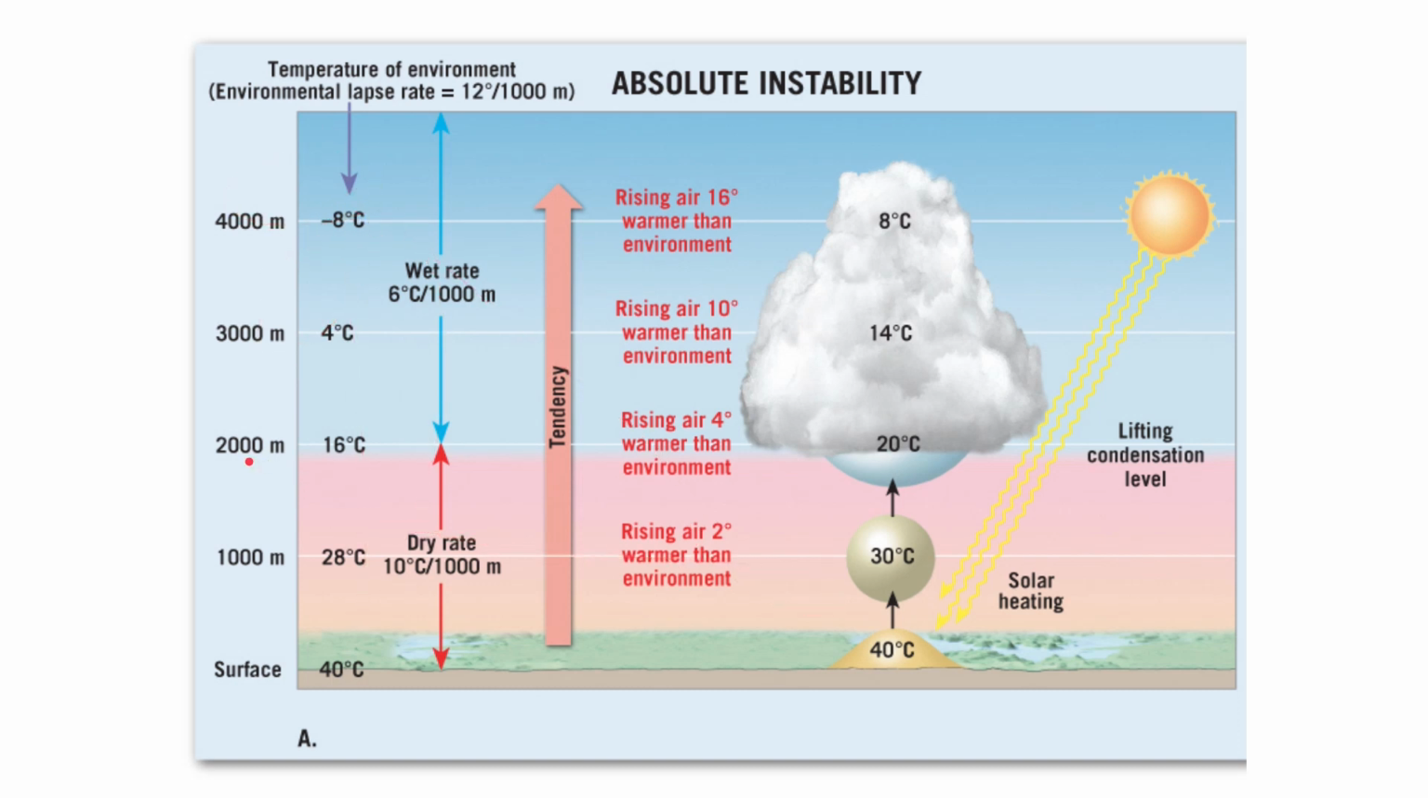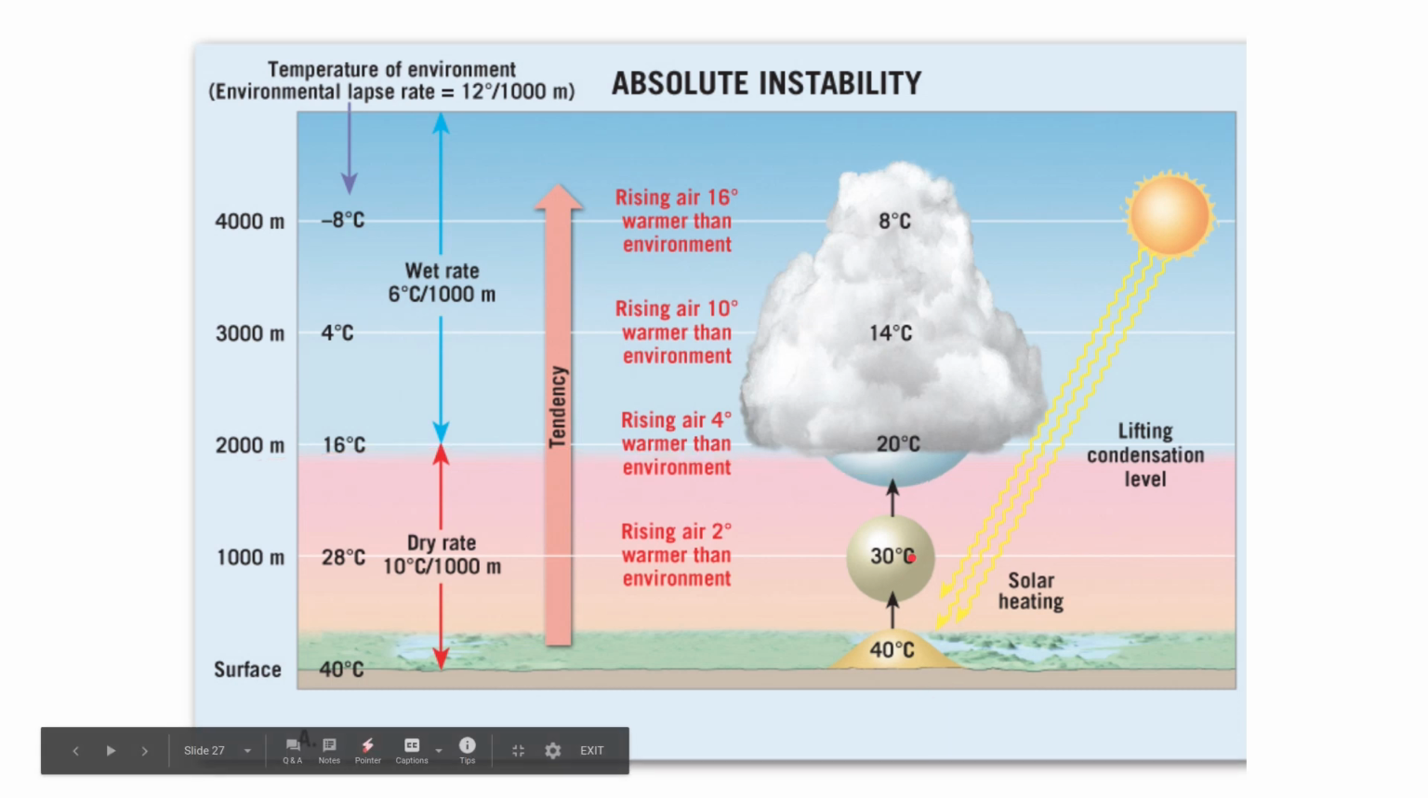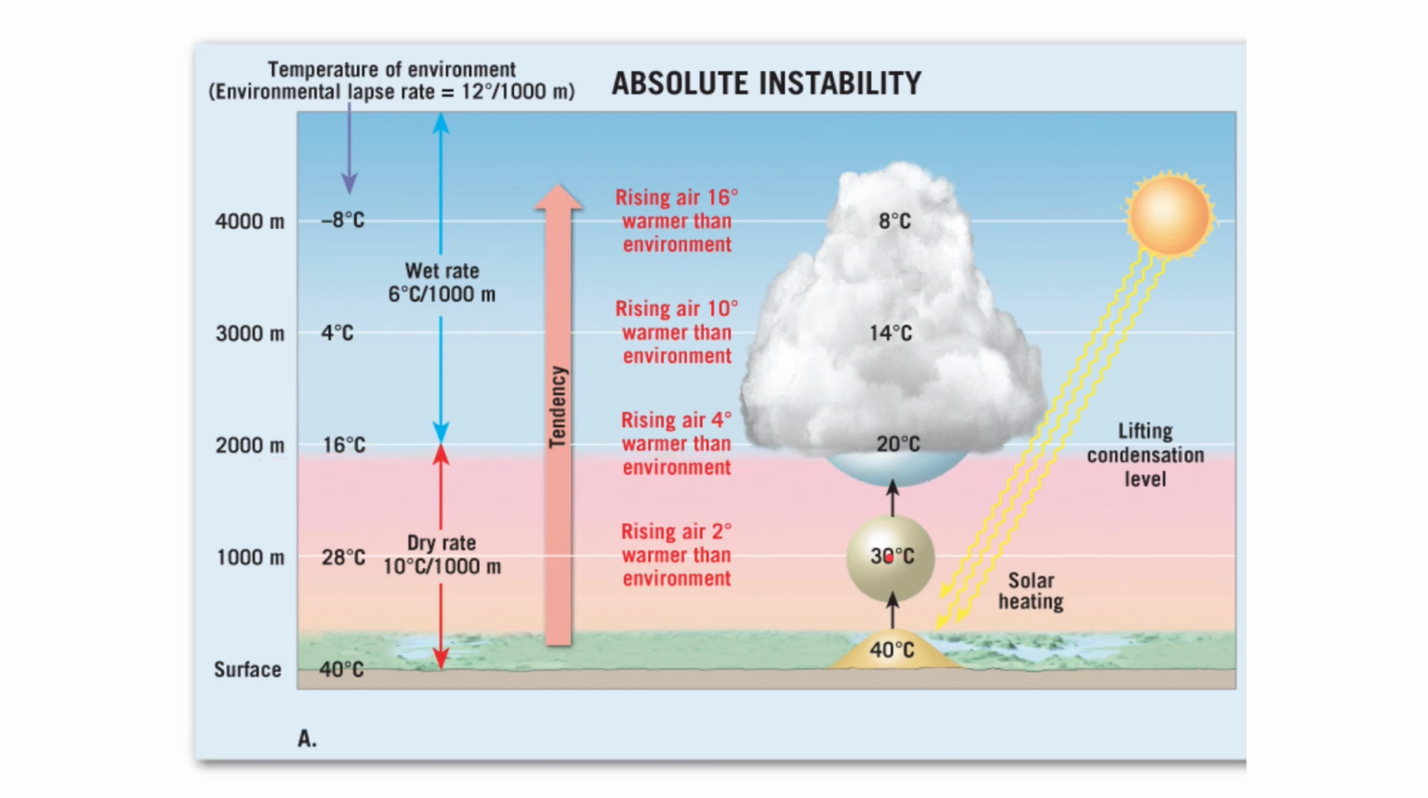Our parcel at 2 kilometers rose and cooled by 10 degrees. So now it's 2 degrees warmer than the air around it, so it's going to keep rising. Now it's 20, now it's 4 degrees warmer. It's going to keep rising. But now it starts cooling at the moist rate, so it's going to cool even more slowly. 14, and 4, 8, -8. The farther it goes up, the bigger the difference between the temperature of the parcel and the air around it, the faster it's going to rise. This is how you end up with hurricanes and tornadoes and thunderstorms, when the ELR is extremely high.